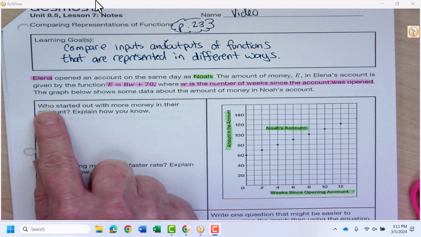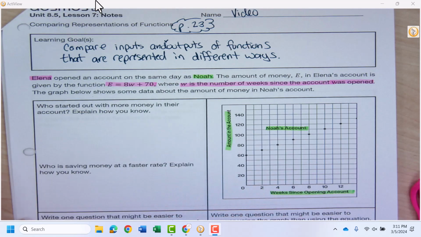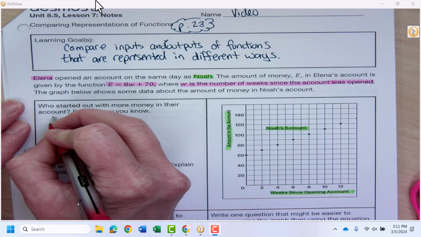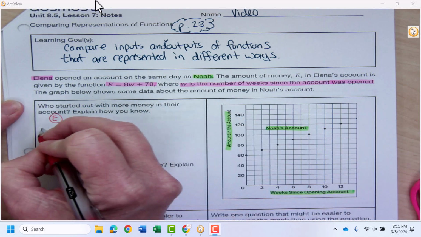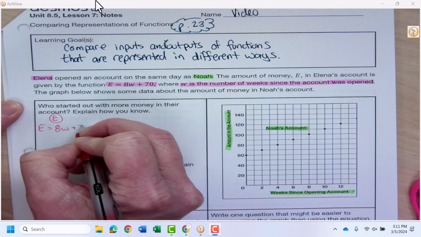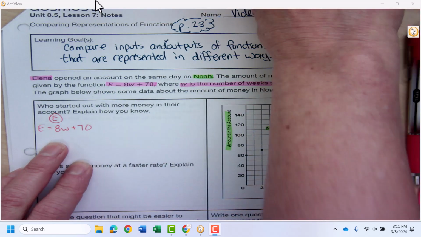For both of them, we can answer this question: who started out with more money in their account? I'll explain how we know here. Well, let's look at Elena. E for Elena. All we know about Elena is this equation, but it's enough for us to figure out the amount of money in the account when we started out.